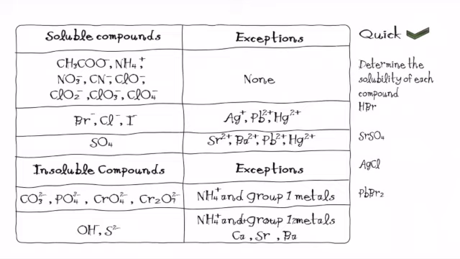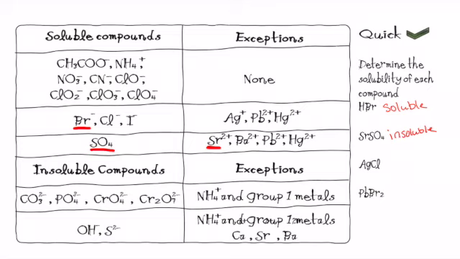Quick check. Determine the solubility of each compound. HBr. So we'll find Br. It's normally soluble except for silver, lead, or mercury. So this one would be soluble. The next one, strontium sulfate. So we would find our sulfate ion and then check the exceptions. And strontium is one of the exceptions. So this one would be insoluble in water.